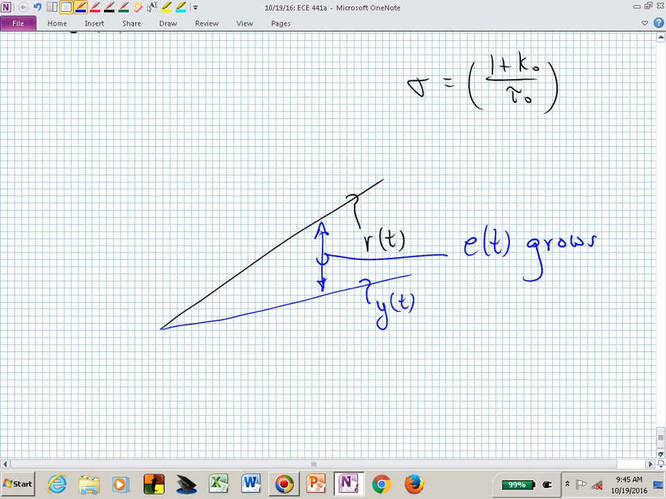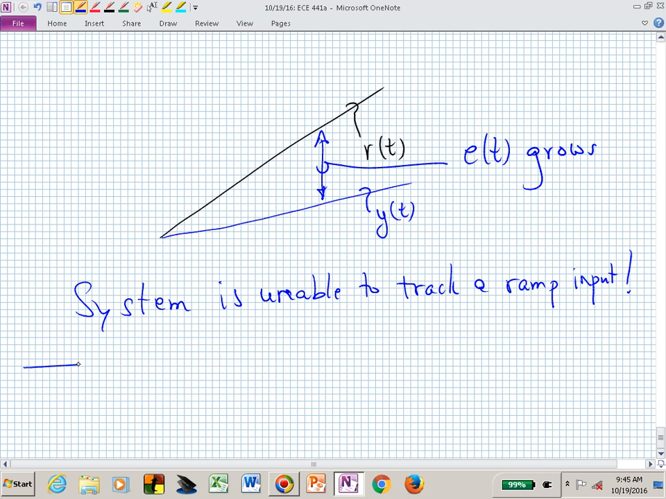So this type 0 system is unable to track a ramp input. That type 0 system had no ability to keep up with this reference input of a ramp. So if you put in that sawtooth wave pattern and you had a type 0 system, you wouldn't be able to do a very good job of welding. Yes?